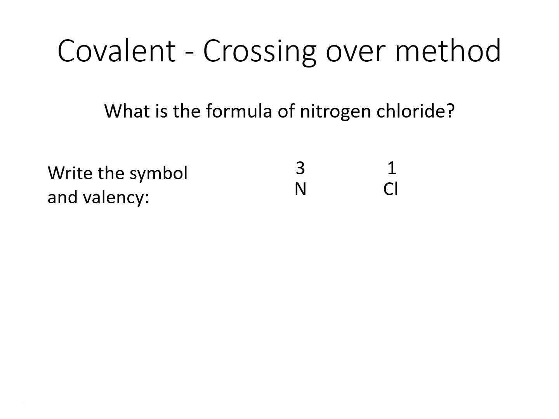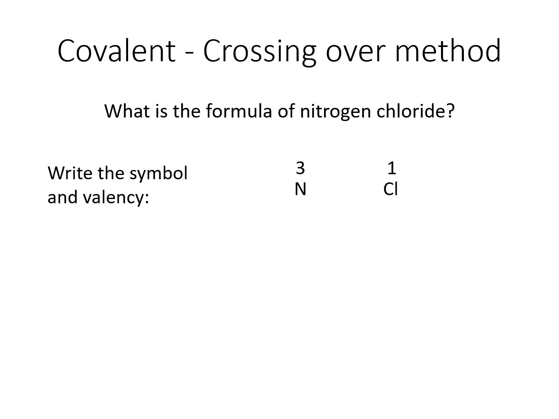So the way that we do this is by something called the crossing over method. So I've got a chemical here. What is the formula of nitrogen chloride? There's no prefixes here, so I can't use them. So I have to use this crossing over method. So the way that I do this, and the way that I recommend that you guys do this too, is as follows. First off, you write the symbol of your chemical, so N and then Cl.